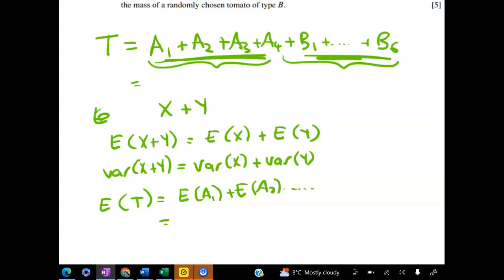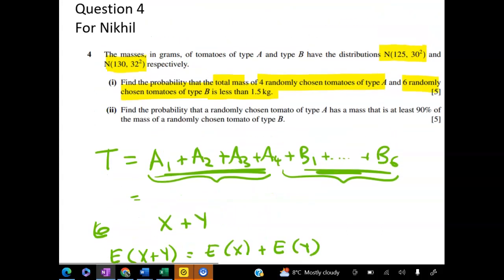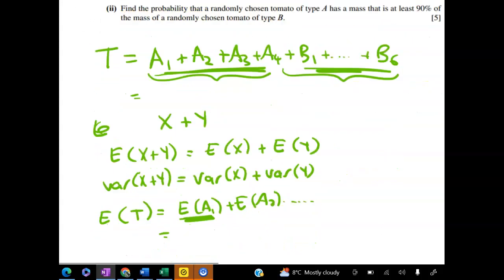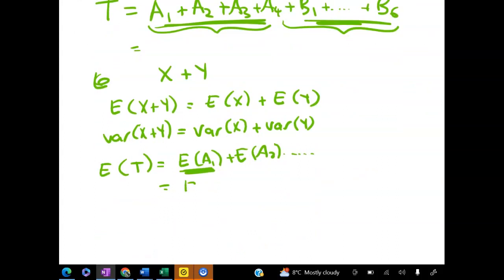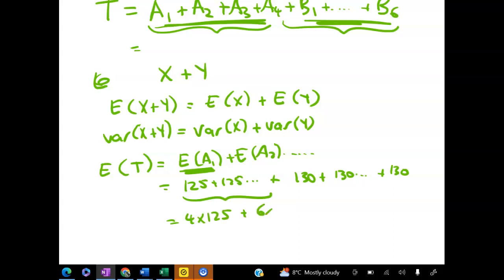So working through that, we've got one lot of, what was the average for A? It was 125 grams. So we've got 125 plus 125 4 times, and then we've got 6 tomatoes of type B, so we're going to have plus 130, plus 130, plus 130. So of course that's 4 times 125 and 6 times 130, right?